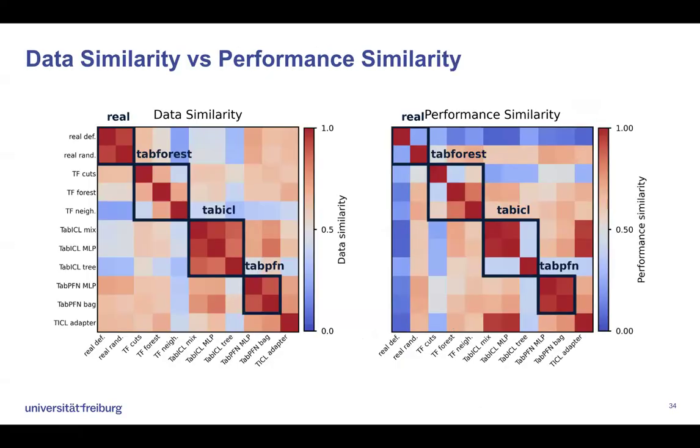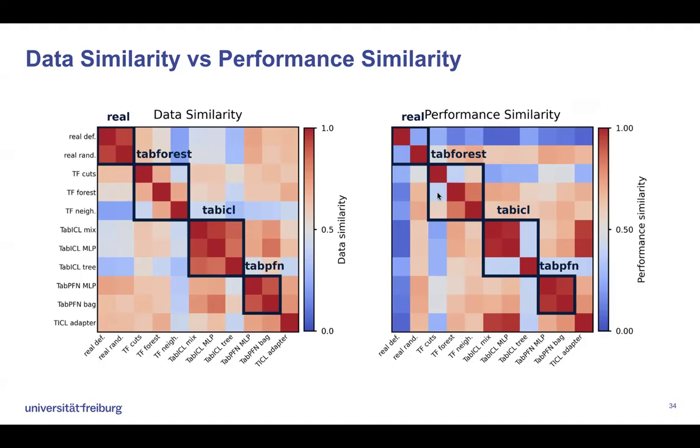So when we look at the similarity in terms of the data on the left or the performance on the right, we can see that for a lot of these prior implementations, the library that they are implemented in actually has a bigger impact on whether the data looks similar than the actual data generating mechanism. For example, Typical's MLP prior, as you can see here, looked more similar to Typical's tree prior than it looked to TabPFN's MLP prior, which is quite interesting. But this could also, of course, be caused by the specific configuration that we used.